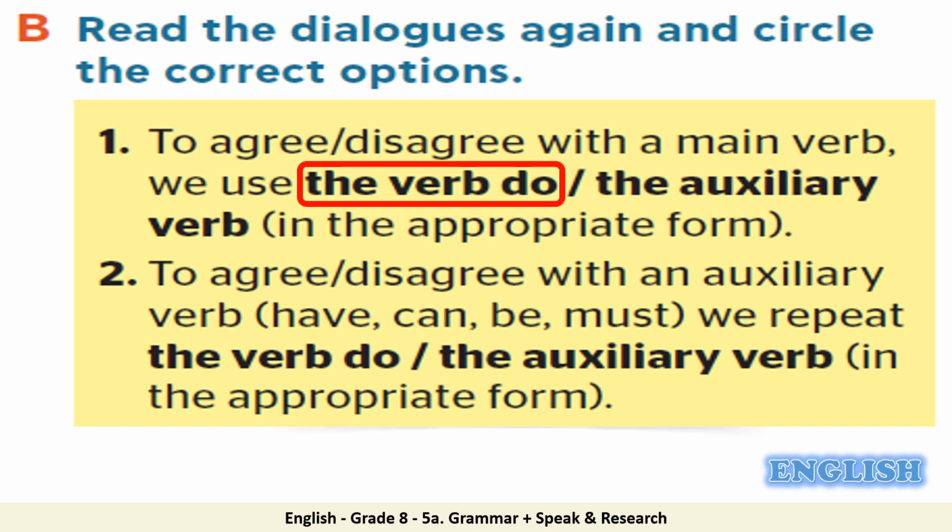2. To agree or disagree with an auxiliary verb like have, can, be, or must and the modals, we repeat the verb do or the auxiliary verb. Well done. We repeat the auxiliary verb because it is already there in the sentence at the beginning of the conversation or the mini dialogue.